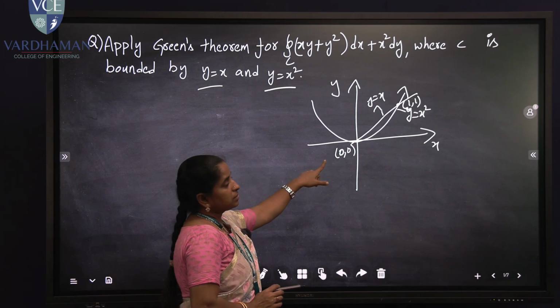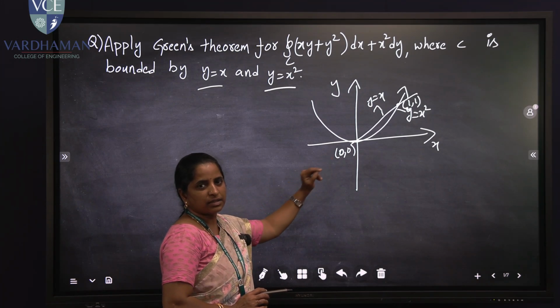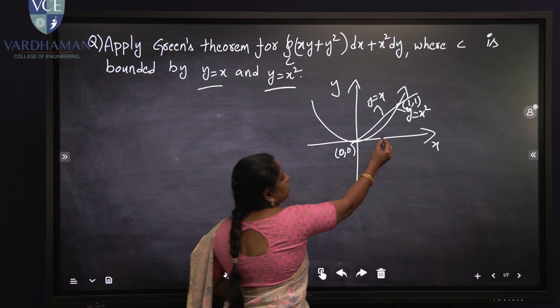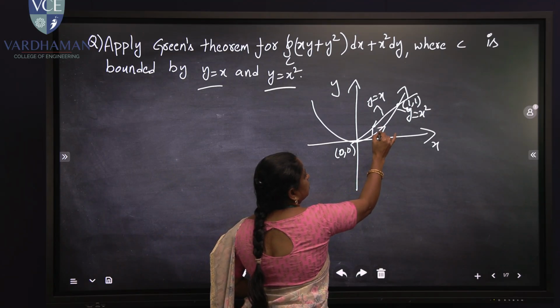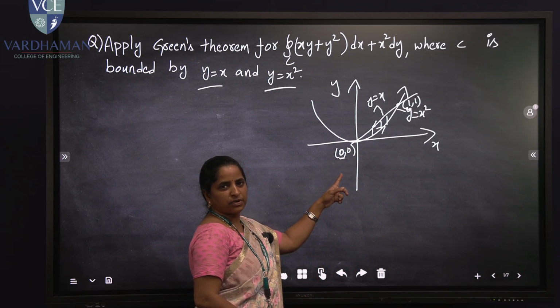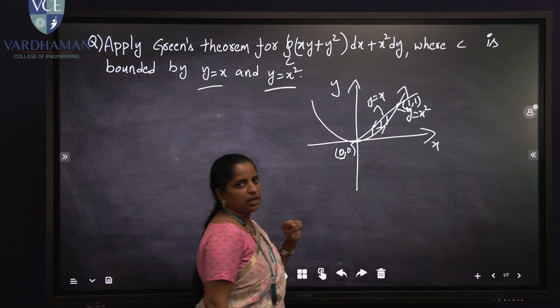Now this is the graph. From this graph we find the limits. For y they have already given x square: y equal to x square to y equal to x. And the limits for x are: x varies from 0 to 1.